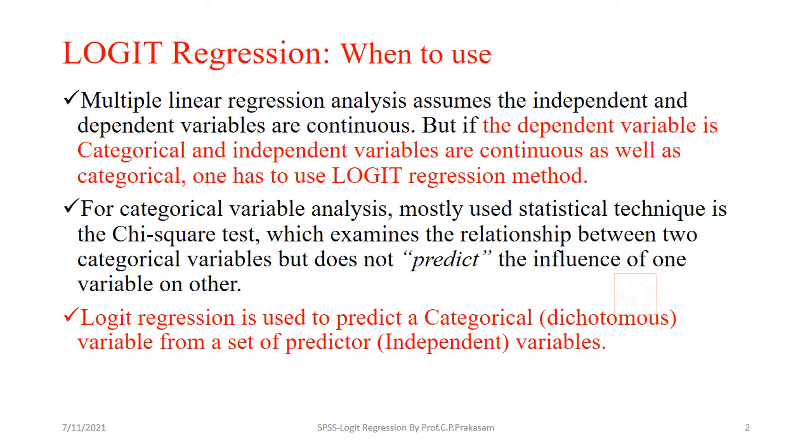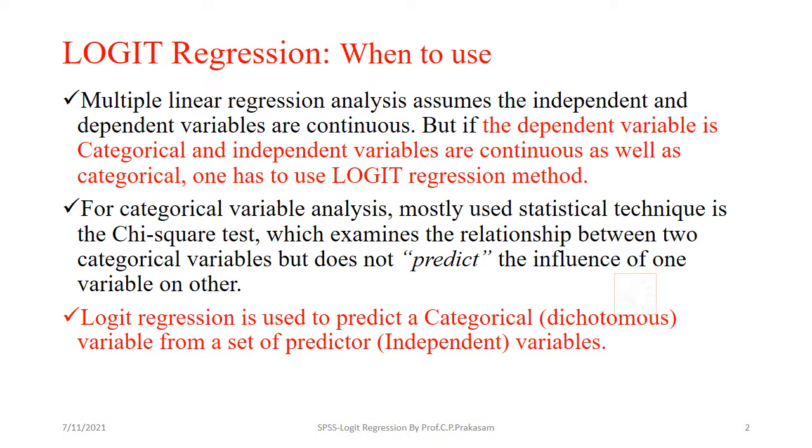In multiple linear regression analysis, it is assumed that independent and dependent variables are continuous. But if the dependent variable is categorical and independent variables are continuous as well as categorical, one has to use logit regression. For categorical variables, generally we use chi-square, that is, a contingency table, 2 by 2 or 2 by 3 or any other contingency tables.